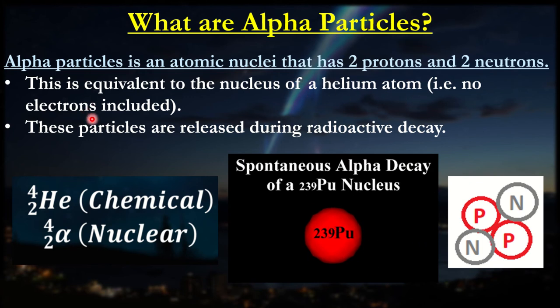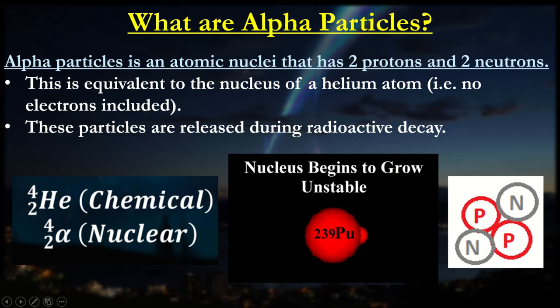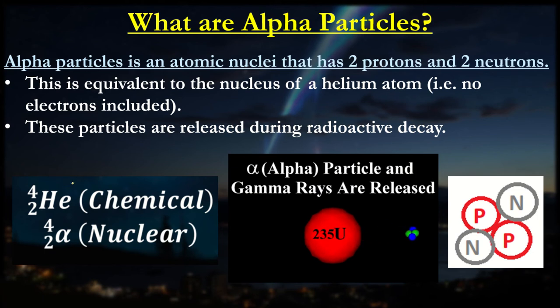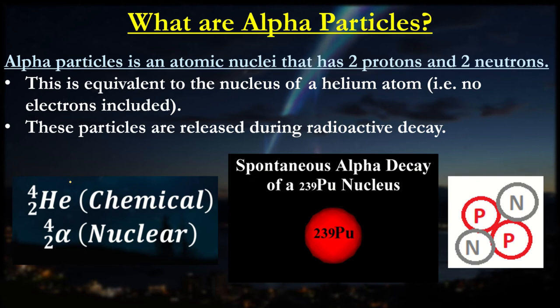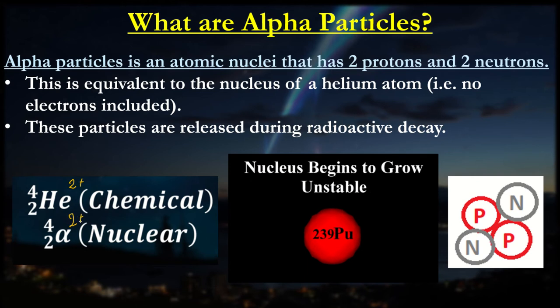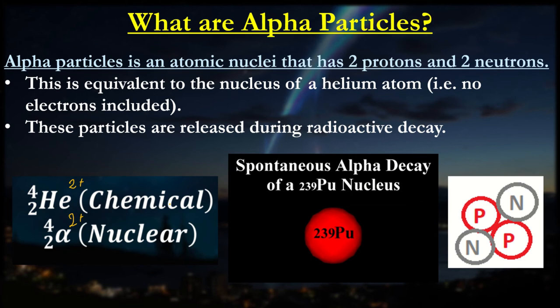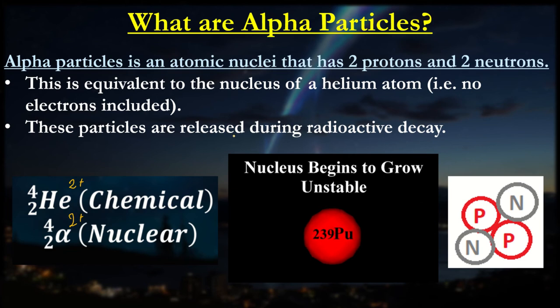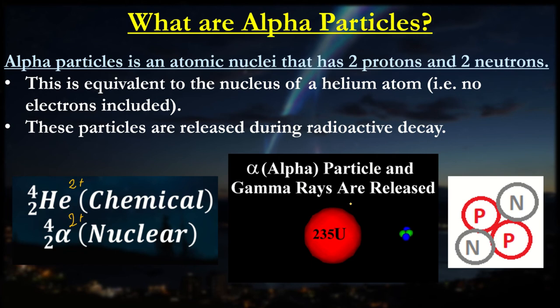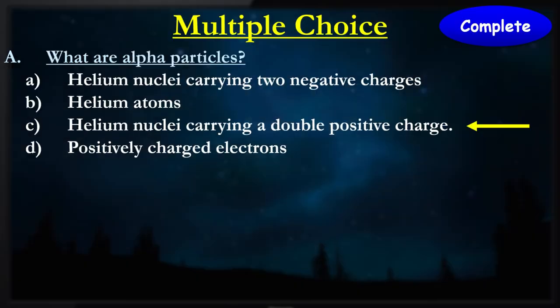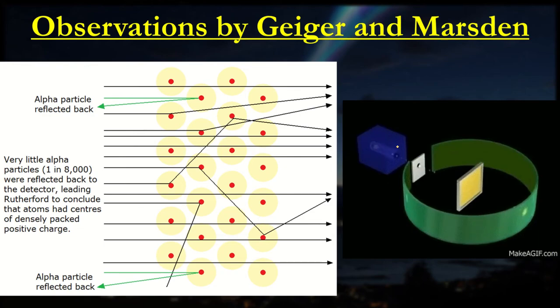That means there are no electrons, which also means that an alpha particle has a +2 charge, because it's lacking 2 negative charges. A lot of radioactive decay does emit alpha particles. This generally happens with the heavier isotopes. So we know helium carries 2 positive charges. If you have a look at this animation over here, we show the gold foil experiment.